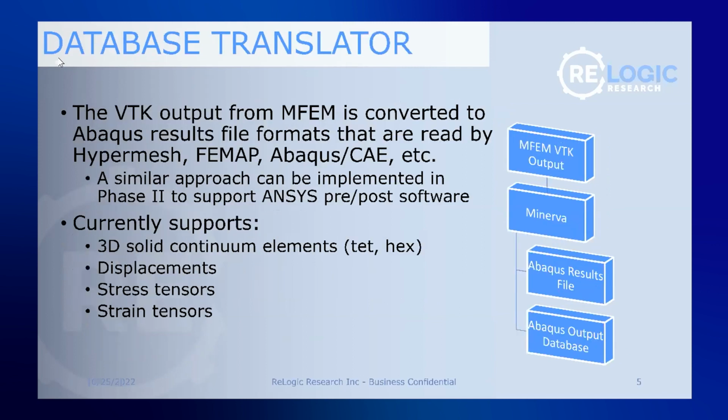And then on the back end of it, we have a database translator. So that takes the VTK output from MFEM and converts it into an Abaqus open results file and an Abaqus proprietary output database file. Between these two files, you can bring results into all of the pre-post software for visualization that I previously discussed. And right now, post-processing currently supports all the elements that are supported by the translation layer, and then displacements, stress and strain tensors, and we're continuing to build on that.